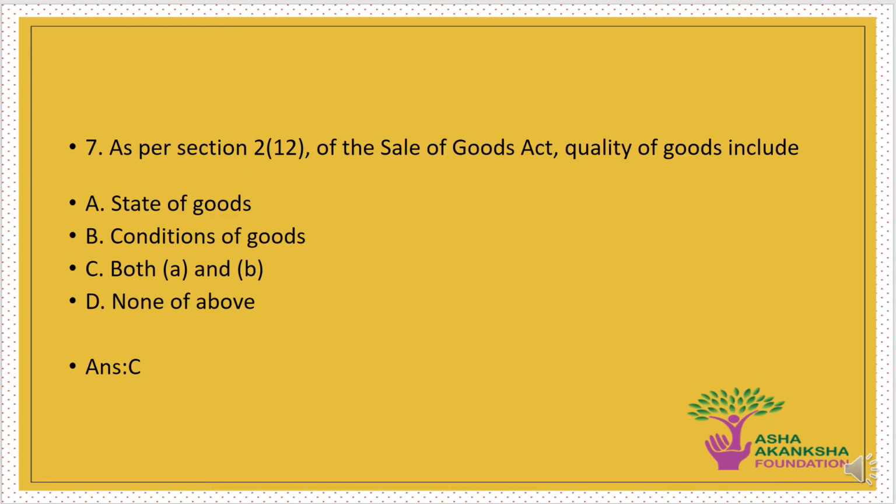The next question is, as per section 2 clause 12 of the Sale of Goods Act, quality of goods includes A, state of goods, B, condition of goods, C, both A and B, or D, none of the above. The correct answer is option C, that is both A and B. That means to say the state of goods and the condition of goods are included in section 2 clause 12, and these are included in the meaning of the quality of goods.